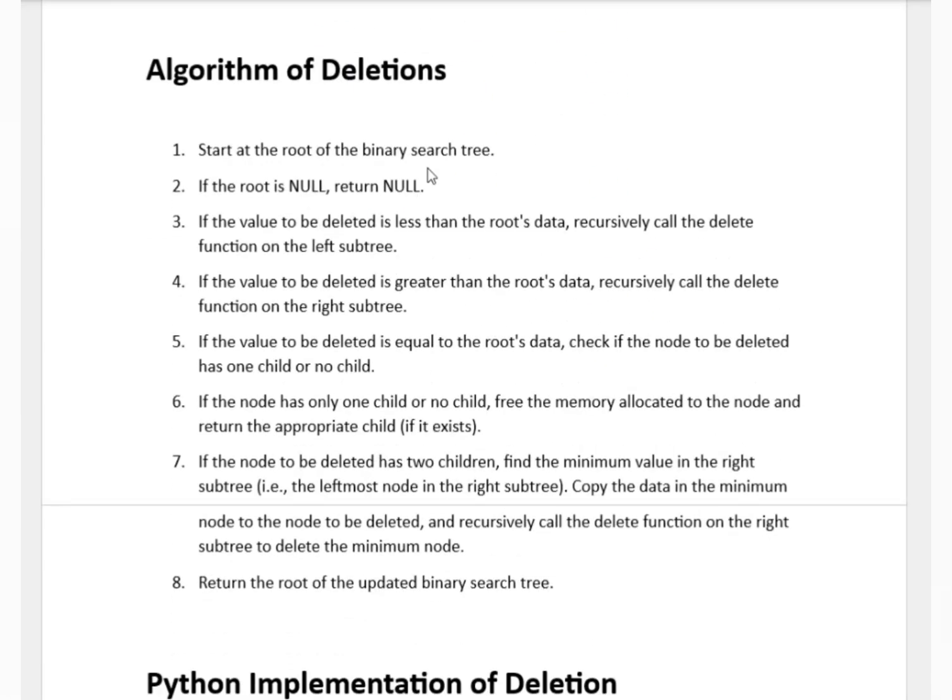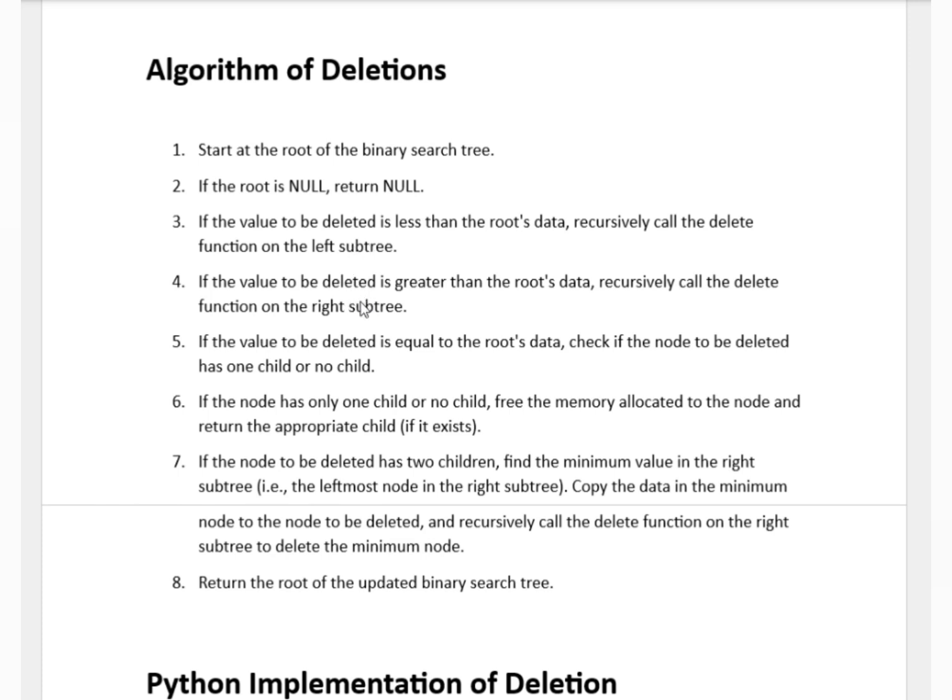Coming to the algorithm, if the root is null, that means we have to return null. No element exists in the tree, so we return that there is nothing to delete. While coming to the third point, if the element which we have to delete is less than the root's value, then we just go to the left part. That means every value smaller than the root value exists in the left part itself. These steps 4 and 5 are for traversing.